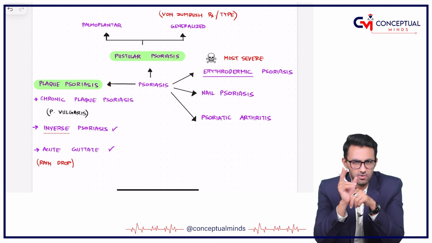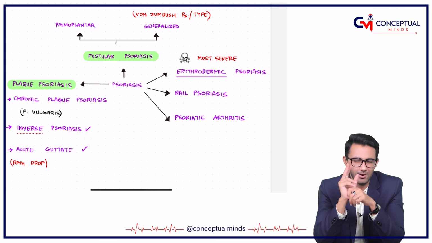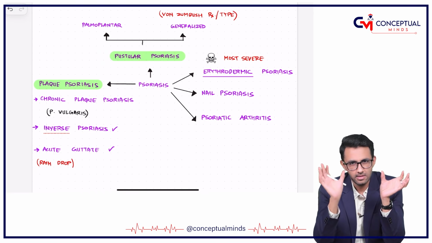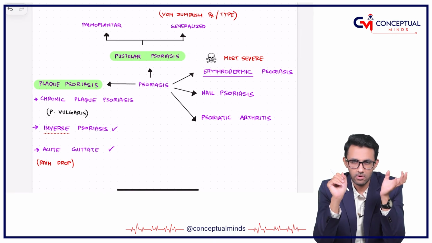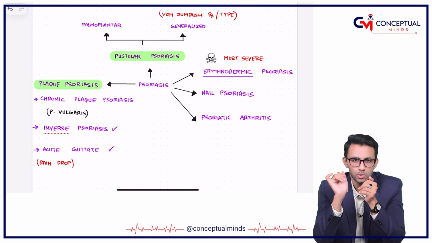Psoriasis, first of all, is divided into a lot of parts. Right on the top, we have pustular psoriasis. Pustular psoriasis is divided into two parts, the palmoplantar type, which is the localized type, and the generalized type. In the localized type, we have lesions on the hands and soles, on the palmoplantar surface.